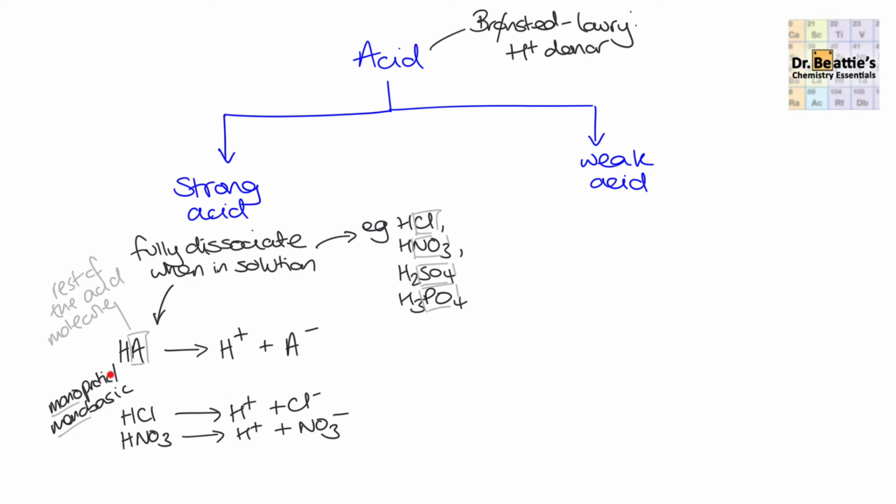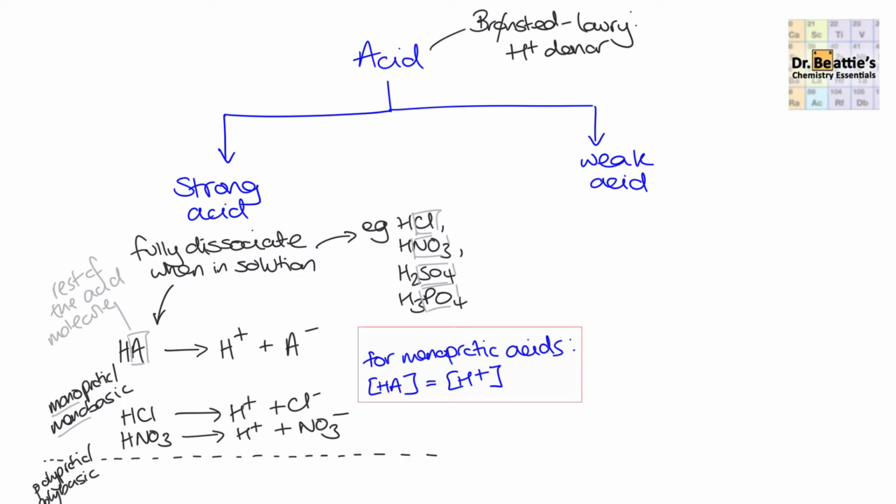Hence the term monoprotic. And this gives us a really important relationship. Whatever the concentration of HCl is, because it fully dissociates when in solution, it's going to give the same concentration of hydrogen plus ions in solution. And you'll see later in this video why this is a really important relationship: the concentration of the original acid you put in solution equals the concentration of hydrogen plus ions liberated on dissociation.